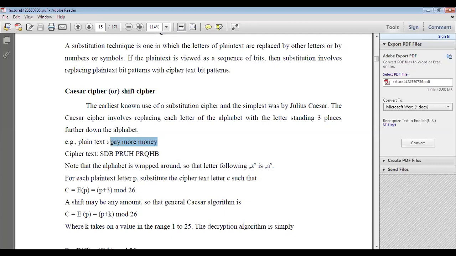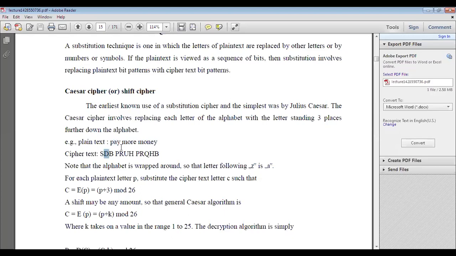For every letter in this message, I want to replace it with the character three places after it. For example, the P character we have to replace with the letter three places after: P, Q, R, S. So the P letter we have to replace with S. Similarly, the A letter is replaced with D.